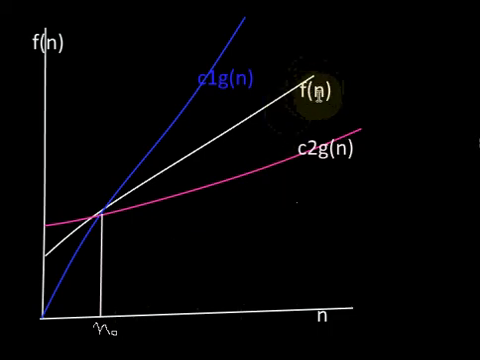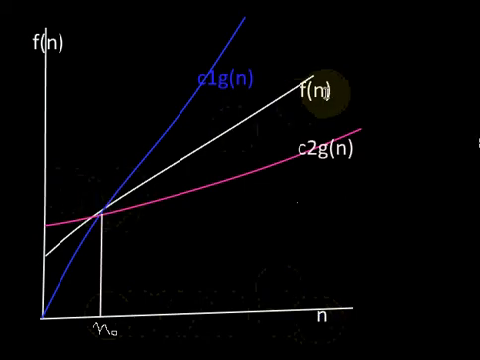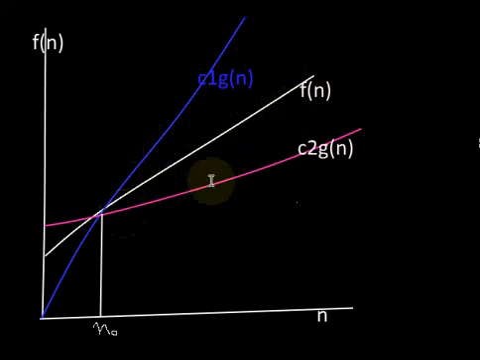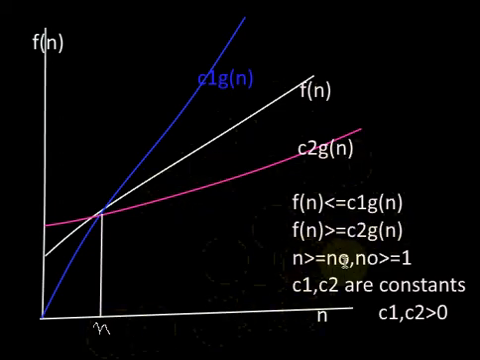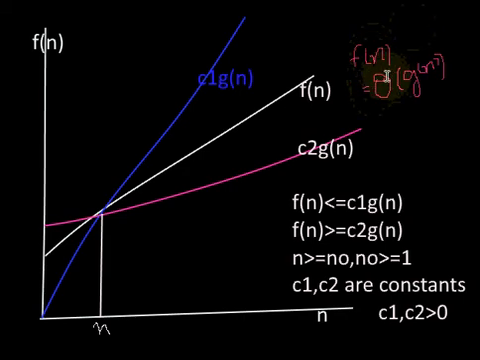It means for a function f of n, if we can find a function g of n such that for all values of n which is greater than or equal to one particular value n naught, f of n is less than or equal to c1 into g of n and f of n is greater than or equal to c2 into g of n, then we can say that f of n is big theta of g of n. That is, f of n is less than or equal to c1 into g of n and f of n is greater than or equal to c2 into g of n for all values of n greater than or equal to n naught, where n naught is greater than or equal to 1 and c1 and c2 are different constants which are greater than 0. Then we can say that f of n belongs to big theta of g of n.